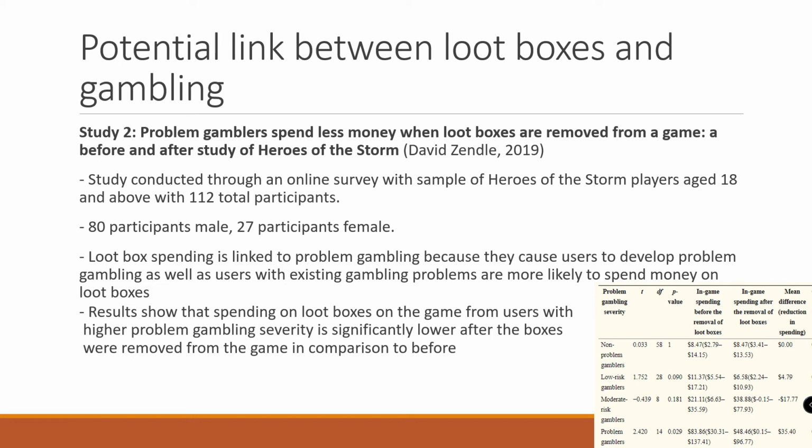Non-problem gamblers, before the removal of the loot boxes in the game, spent an average of $8.47. After the removal of the boxes, they spent basically the same on average, $8.47. Low risk gamblers spent, before the loot boxes were removed, an average of $11.37. After the removal of loot boxes, they only spent $6.58. Moderate risk gamblers spent around $21.11 before the removal. After the removal, surprisingly, they spent more.